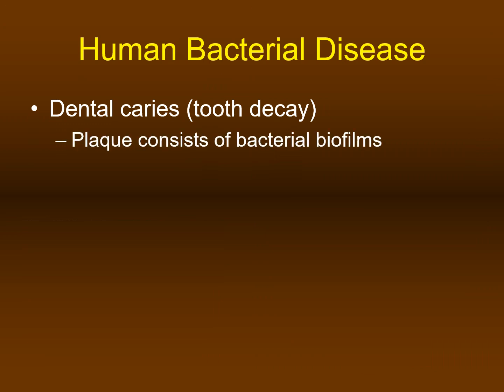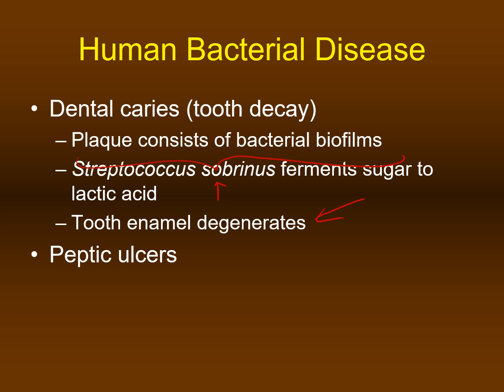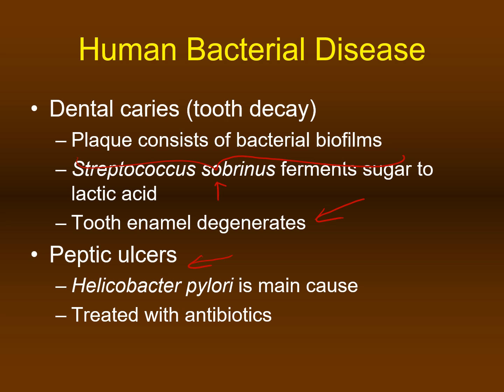Dental caries is another example of bacterial human disease. Plaque that is formed on the teeth consists of biofilms, thin layers of bacteria. Streptococcus sobrinus, a microorganism that lives in these plaques, ferments sugar, producing acid, which degenerates the enamel of the teeth. An example of a bacterial infection that affects the stomach is peptic ulcer, which is caused by Helicobacter pylori. How do we know that peptic ulcer is caused by a bacterium? It can be treated with antibiotics.